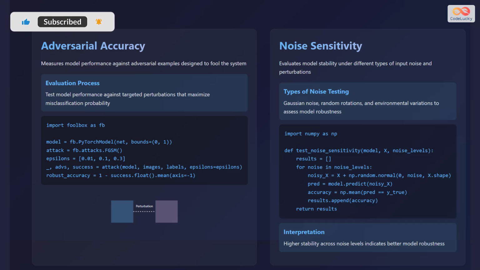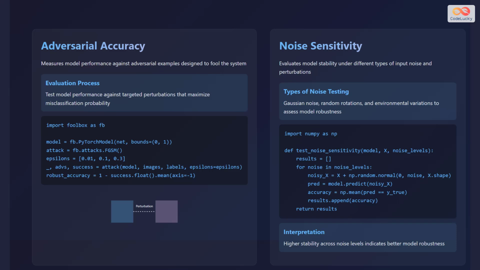Here is an example using Python. Import foolbox as fb. Set the model to fb.PyTorchModel with net and bounds set from 0 to 1. Set the attack to fb.attacks.FGSM. Set epsilon to 0.03. Calculate the adversarial examples and the success rate by calling the attack function. Calculate the robust accuracy by subtracting the mean of the float success from 1.